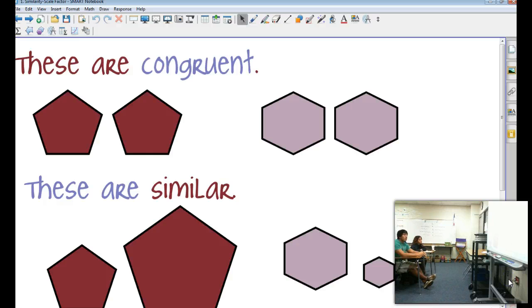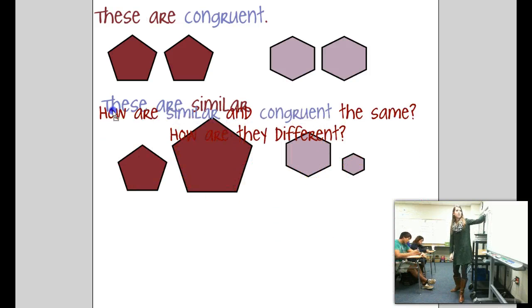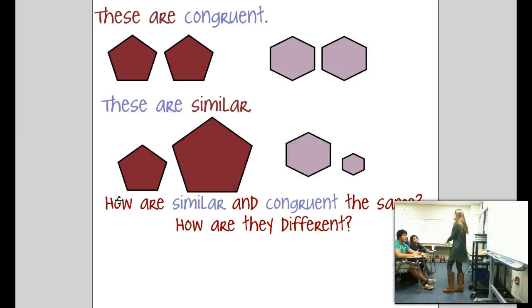Okay. So, obviously congruent. Same size, same shape. Very good. Similar polygons are the same shape, but different size. Same shape, different size. So how are they the same? The shape remains the same. The angles remain the same.